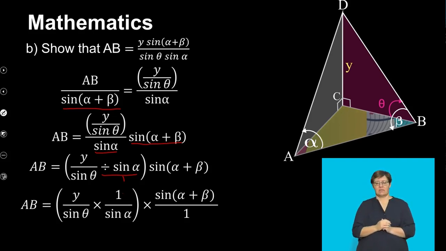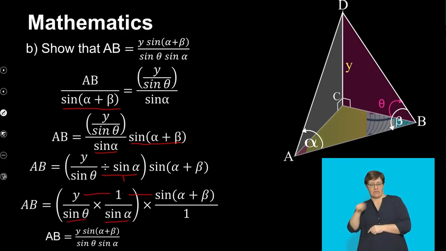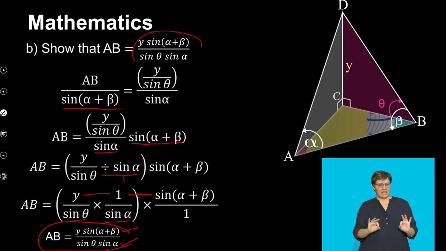And now we only have multiplication. So if we multiply all the numerators, y times sine theta times sine of alpha plus beta gives us y sine theta sine alpha plus beta, and at the bottom we're left with sine of alpha. Writing that all out, we end up with AB equals y sine theta sine of alpha plus beta over sine of alpha. And that looks exactly like what they've asked us to prove in the first place. And that brings us to the end of this question.